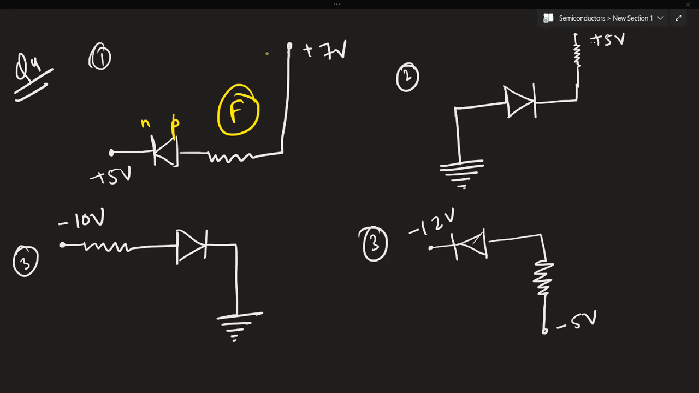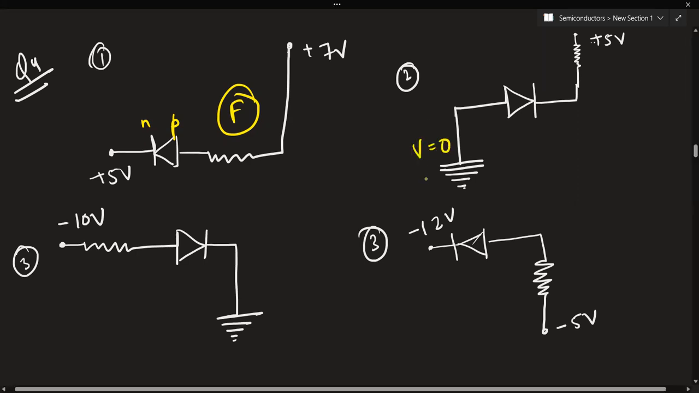Then in this case, what is this symbol, Mariam? Earthing, correct. So in case of earthing, your potential becomes zero. So now P type is connected to the lower one and N type is connected with the higher voltage. So this is reverse biasing. Now here also V is 0. But see, this is not plus 10, this is minus 10. So P is connected with the lower one, N is connected with the higher one. So this is again reverse biasing.